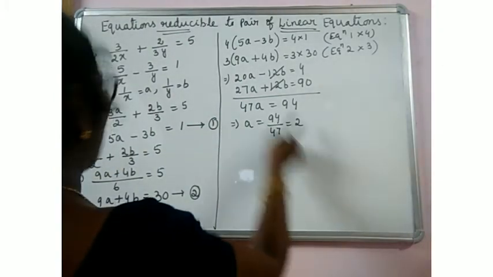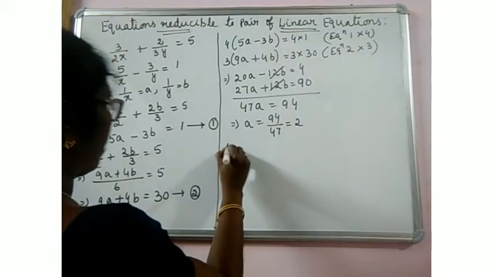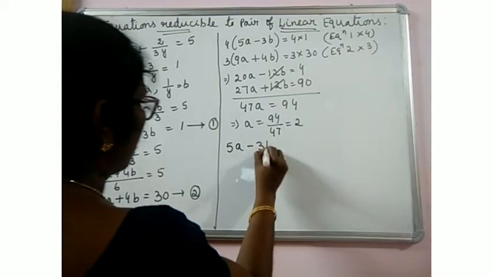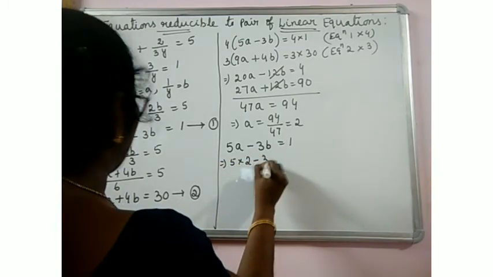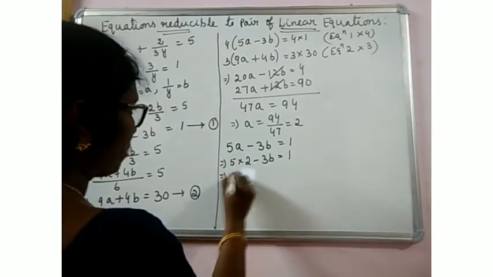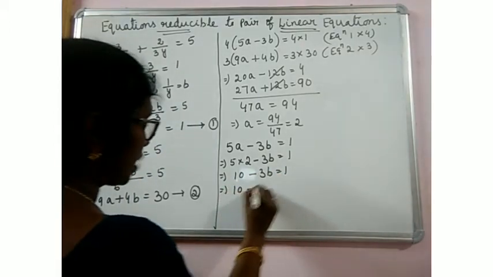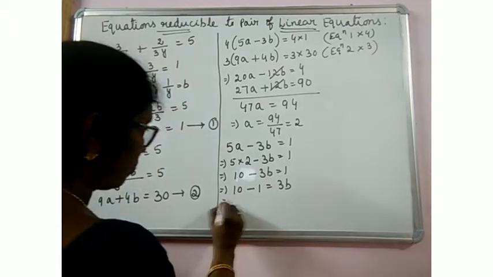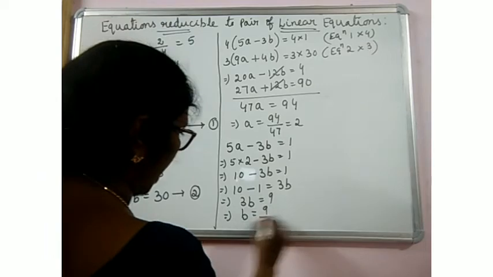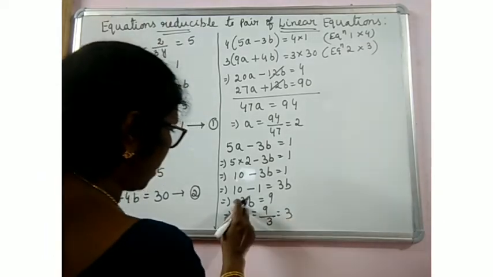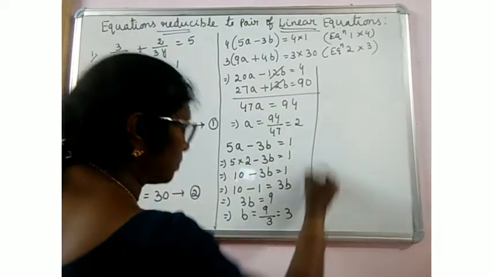The value of a we got is 2. Let us take a simpler equation to get the value of b. 5a minus 3b is 1. 5 into 2 minus 3b is equal to 1. 10 minus 3b is equal to 1, or 10 minus 1 equal to 3b. That means 3b is equal to 9, b is equal to 9 by 3, that equals 3. So we got the value of a as 2 and the value of b as 3.